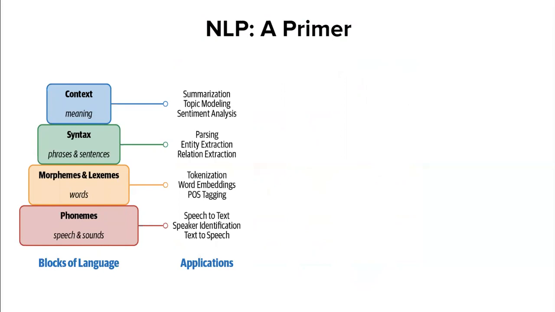We start with talking about different blocks of language and connecting them to some real-world NLP applications. For example, phonemes, speech and sound connect more to speech-related applications, like speech to text or text to speech. At the level of understanding context, we can look at summarization, topic modeling, and things like that. At the level of syntax, we can talk about entity extraction or extracting relations between two entities, and so on.